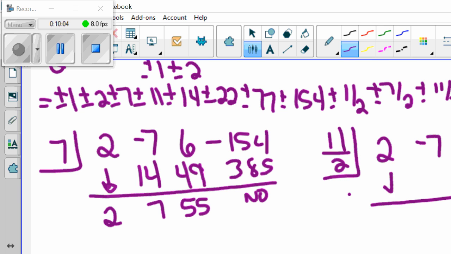And bring my 2 straight down. 2 times 11 halves, look at what happens. My fraction goes away, and I'm left with 11. -7 plus 11 gets me 4. 4 times 11 halves, again, my fraction goes away, and I'm left with 22. 22 plus 6 leaves me with 28. 28 times 11 halves, again, my fraction goes away, and I'm left with 154. And looky there, 11 halves works.